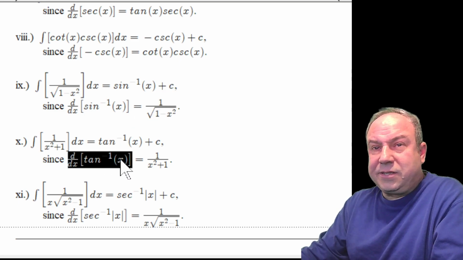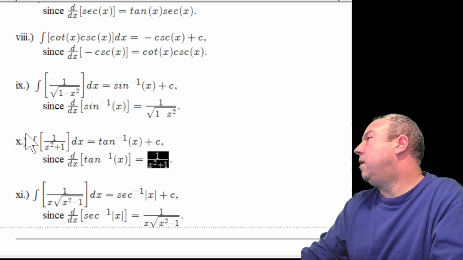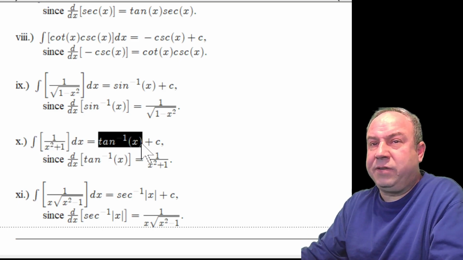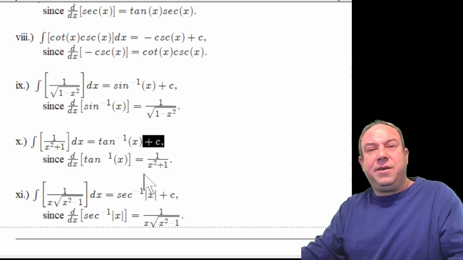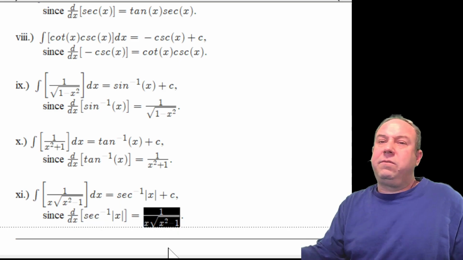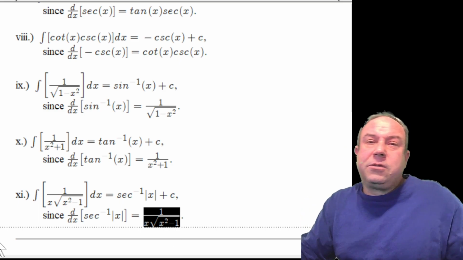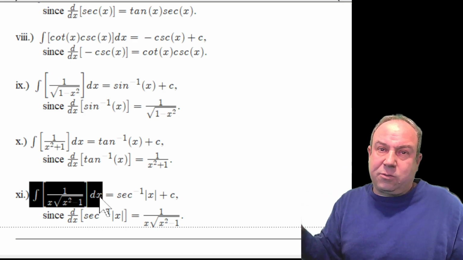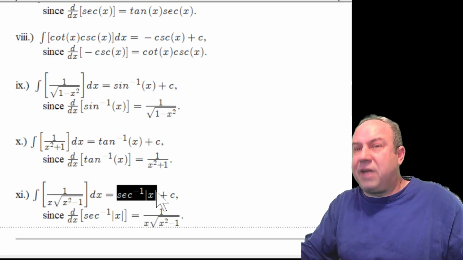Similarly, since the derivative of tangent inverse was 1 over x squared plus 1, the antiderivative of 1 over x squared plus 1 must be equal to the tangent inverse of x plus some arbitrary constant c. And lastly, the derivative rule for secant inverse gave us 1 over the quantity x times the square root of x squared minus 1. So the antiderivative of 1 over the quantity x times the square root of x squared minus 1 must be equal to the secant inverse of the absolute value of x.